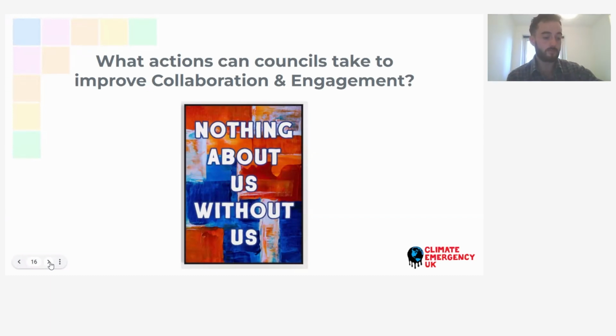So the image on the slide is actually the image that's been adopted by disability activists and campaigners across the UK. And I think it is really appropriate for how to generally do good collaboration engagement with communities. That includes proper consultation, especially with those most affected by those changes and by the impacts of climate change as well. And they must be able to engage with proposed changes and not feel like decisions are being forced upon communities.